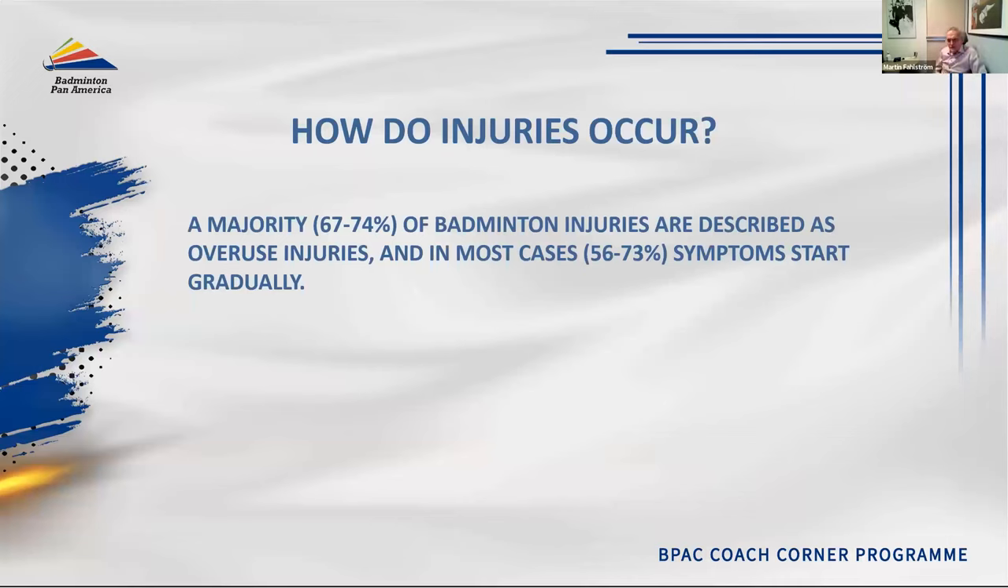The majority of badminton injuries are also described as overuse injuries. And in most cases, 50 to 75%, the symptoms start gradually. It could start like delayed onset muscle soreness or just stiffness in the muscles. And then it gets worse, and then you have pain. And if you examine the shoulder or the leg or the knee, you might find a tendon problem or a ligament problem or a muscle problem that could be defined as an injury.